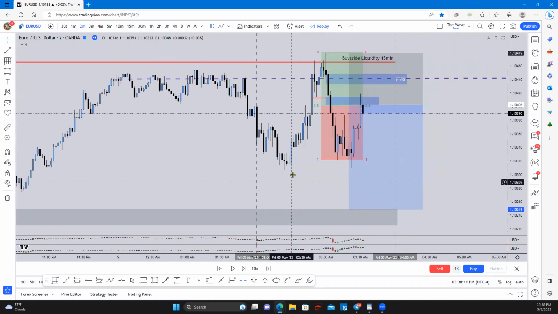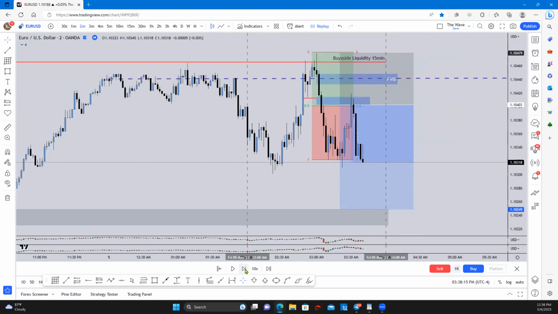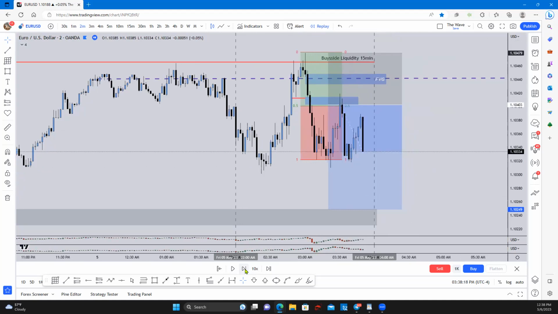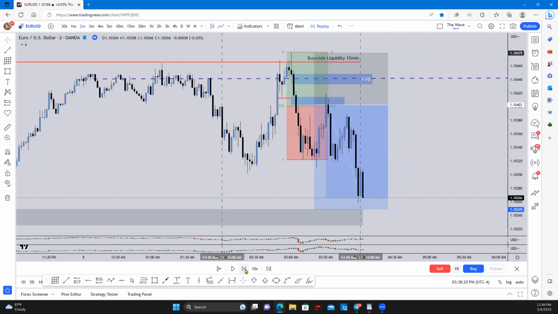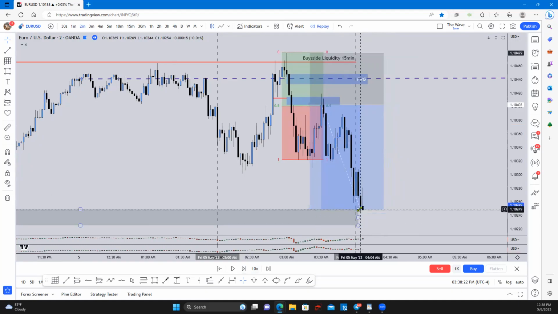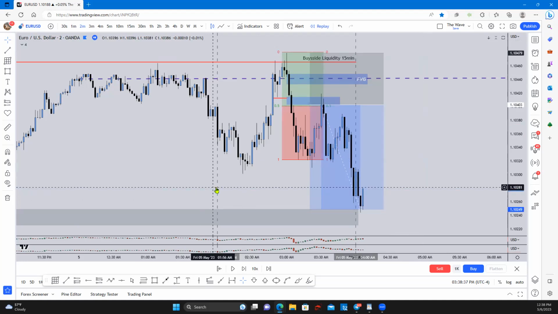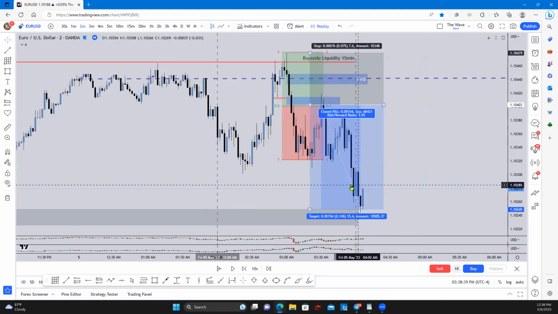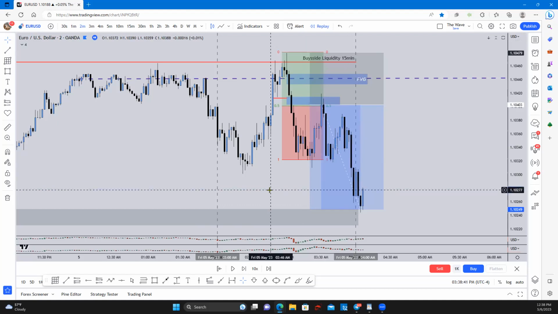Okay, so we play price forward. We get another aggressive move down. And boom, hit take profit just outside our kill zone, right? Now, the official kill zone is until 5 a.m. But if you want a more precise window for the kill zone, you're going to be wanting to look to enter between 2 and 4 a.m. New York time for London.